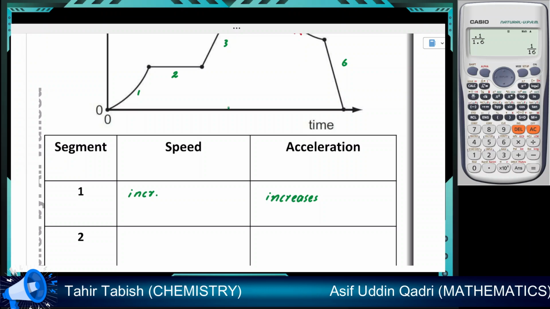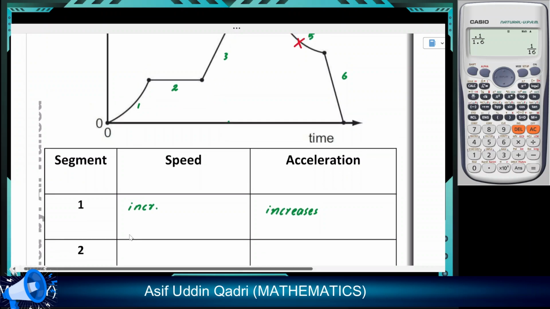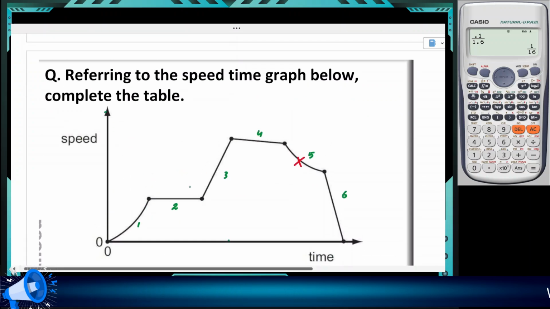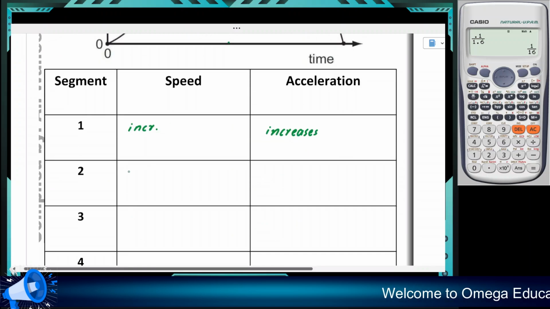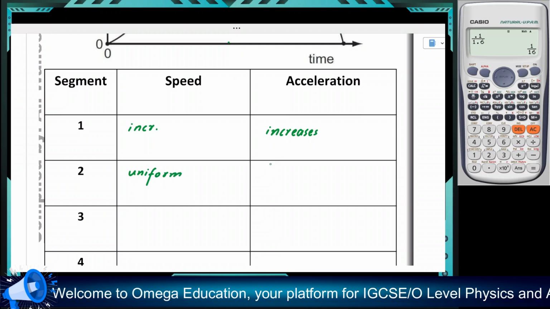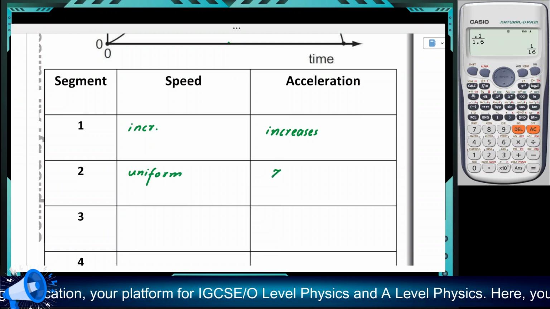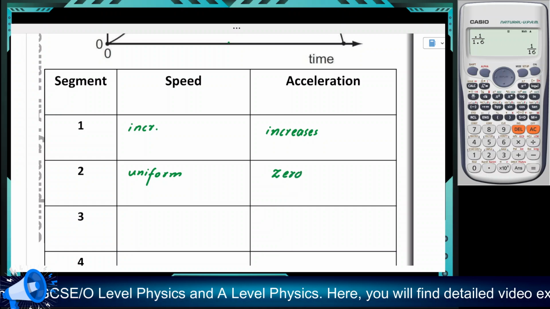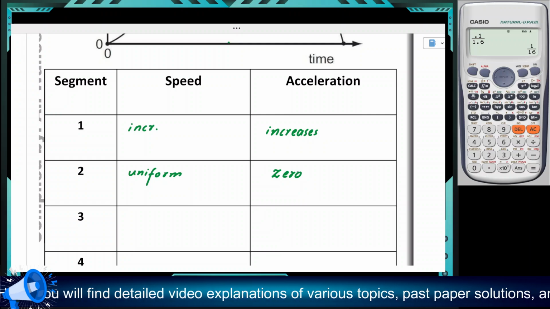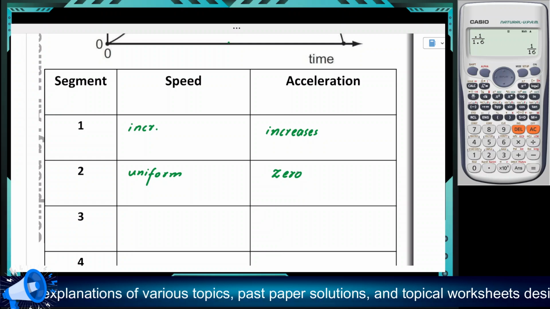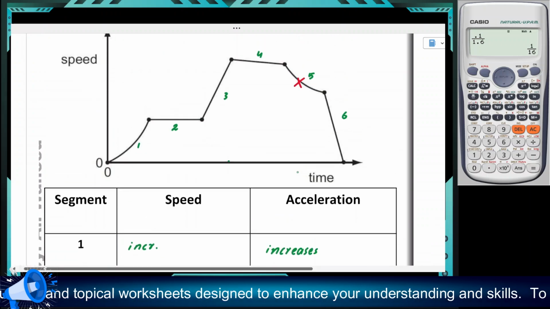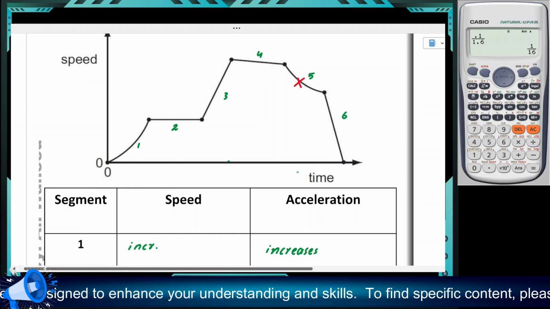Let's take a look at segment 2 over here. On segment 2, what happens to the speed? Sir, it's uniform. So, if the speed is uniform, what's up with the acceleration? There would not be any acceleration because we have assumed the object is traveling in a straight line. It's not even changing direction, so the velocity is also uniform. So acceleration in segment 2 is 0.